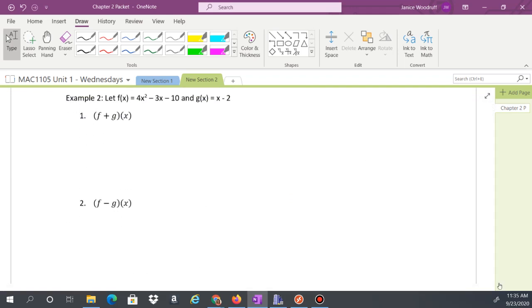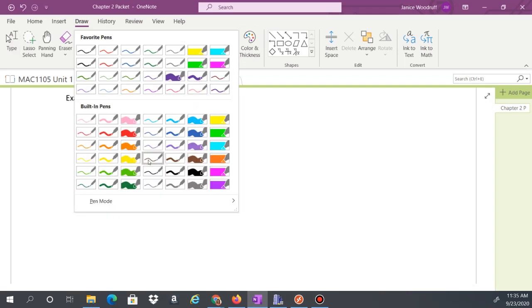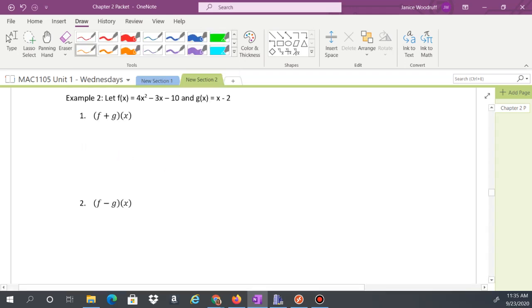So in example 2, we have f of x is 4x squared minus 3x minus 10, and g of x is x minus 2. So we're going to add these together, f plus g of x. And then it would just be plus x minus 2. Since it's addition, I do not need a parentheses. Like we talked about last week, you can go back and watch the recording, but we do need to move forward.